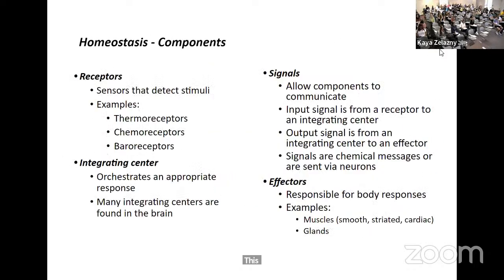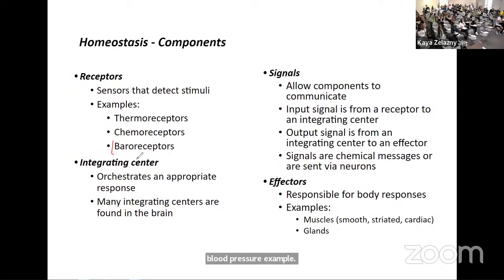This is just a summary slide of some examples, essentially. So our receptors, we were looking at a blood pressure example in that previous slide. A blood pressure receptor would be a baroreceptor, like a barometer for pressure. We also have thermoreceptors for temperature and chemoreceptors for chemical concentrations of things. Our integrating centers are usually in the brain. They're orchestrating the response. We may need multiple different effector organs to appropriately adjust to a change, which is why we would need to combine everything together.